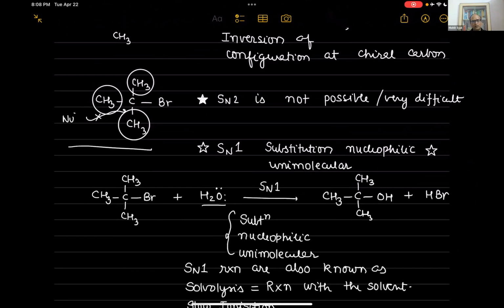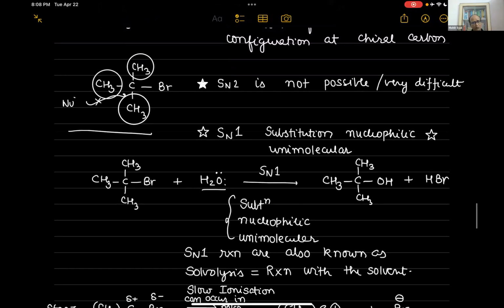And now we also discussed that suppose there is a highly branched substrate, highly branched reactant, then what substitution is going to happen? SN1. Okay, substitution nucleophilic unimolecular. SN1, as the name indicates, two things don't get involved in SN1, right?